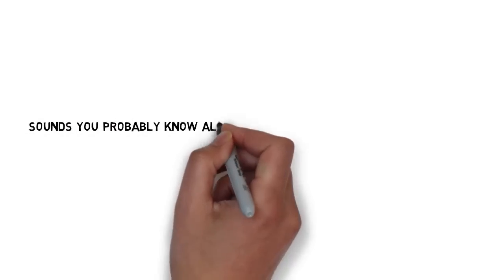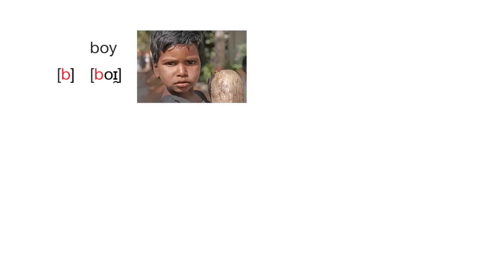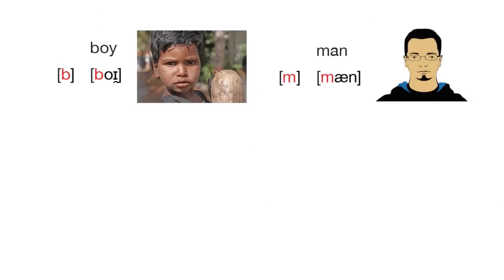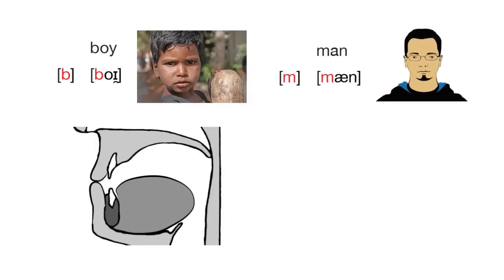So let me start by introducing you to a few sounds that you probably already know, and then briefly mention where they're made in your mouth. We'll start in the front of your mouth and work backwards. So first we have B as in boy, and M as in man. These 2 sounds are made in the same place, by touching your lower lip to your upper lip.